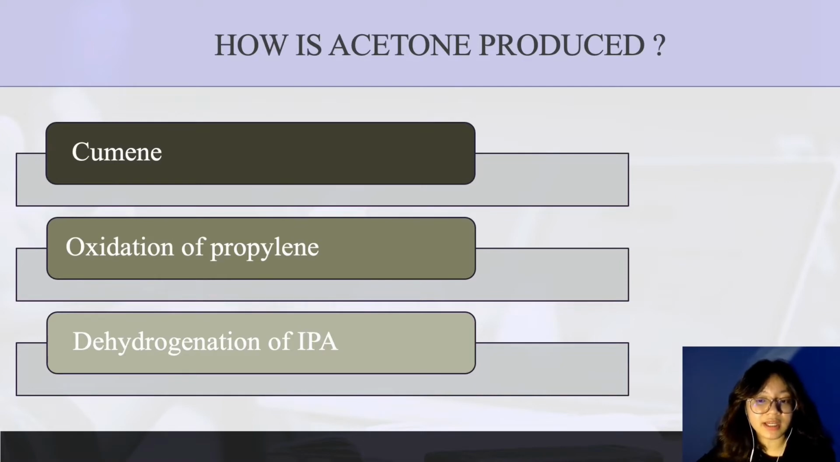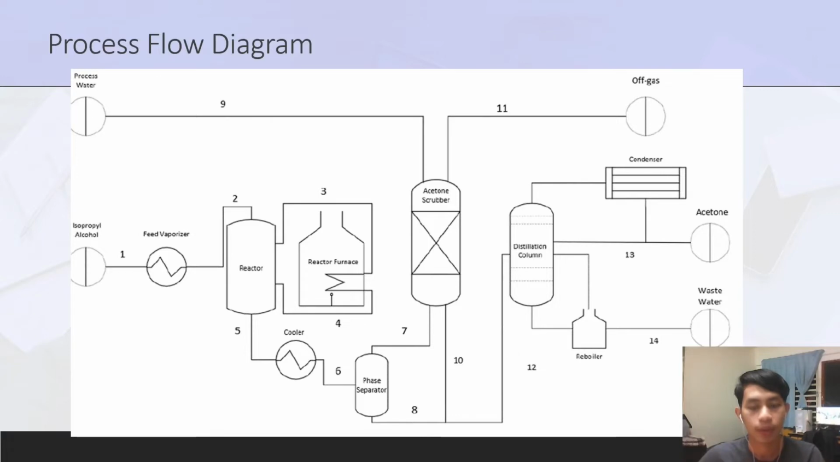In this project, we will use the method of dehydrogenation of isopropyl alcohol. Using this method, we could obtain a high purity of acetone. It is also known to have a low cost of production, and it won't yield a product that is hazardous to the health and environment. Hello, I will present our process flow diagram.